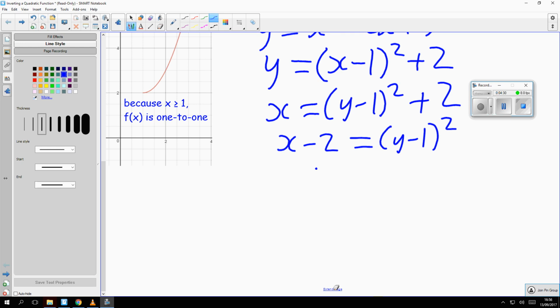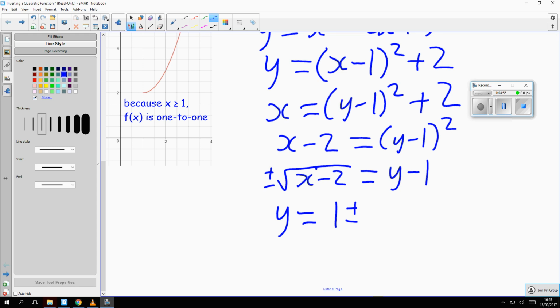Okay, so we've currently got x take 2 is y minus 1 squared, and we're going to root both sides. When we root x minus 2, we need a plus or minus symbol, don't forget that. On the other side, you're rooting a bracket squared, so you just get y take 1. And we're pretty close to making y the subject, we just add 1 to both sides. So y is 1 plus or minus the square root of x take 2.